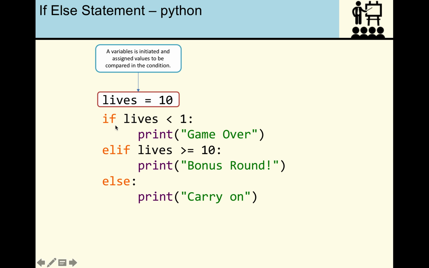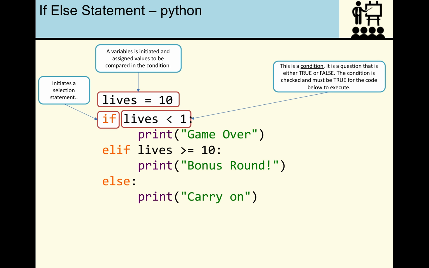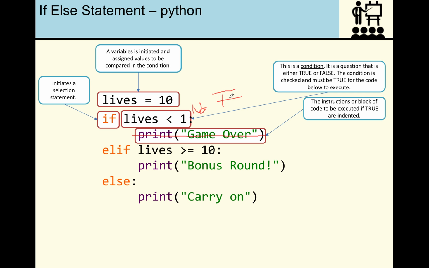And I'm asking the question, if, which initiates a selection statement, if lives are less than 1. That's my condition. Are lives less than 1? We can answer that question. No. Lives are not less than 1. So that is false, and I'm not going to carry out this instruction because this is false.